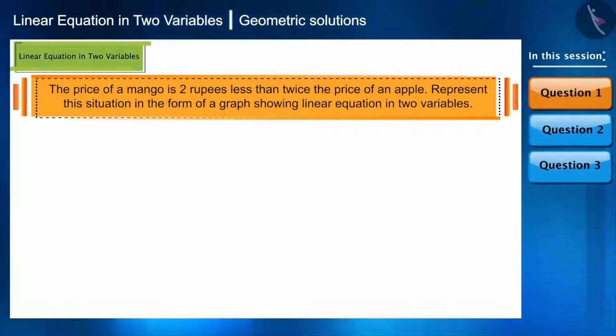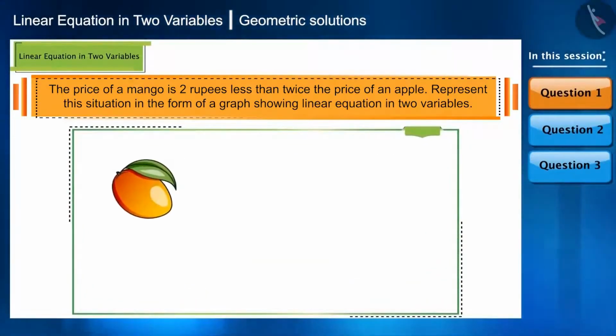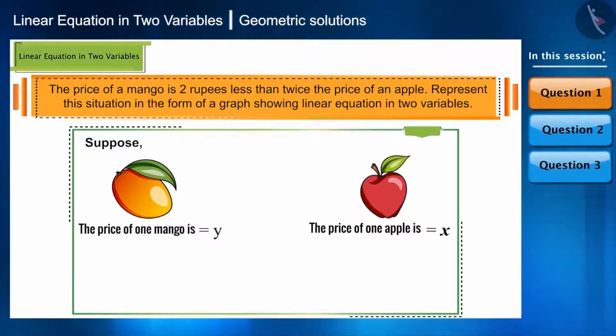The price of a mango is 2 rupees less than twice the price of an apple. Represent this situation in the form of a graph showing a linear equation in two variables. Let's see how to solve such questions. First of all, here we have two fruits, mango and apple. We have to make an equation with two variables. So, we will consider the price of one fruit as x and the price of the other fruit as y. Suppose the price of one apple is x and the price of one mango is y.